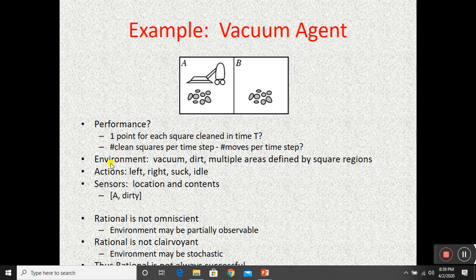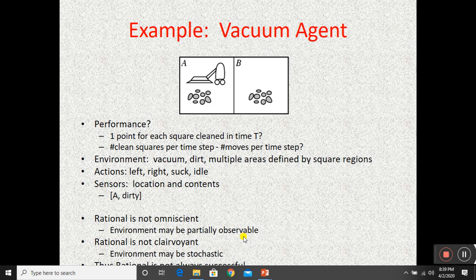So what are the actions that this vacuum agent could take? One is it can move left, it can move right, it can suck, and it could be idle if there is no particle in front of the actuator. So the actuator or this vacuum cleaner will be in an idle state. Sensors: location and content. A for dirty. Rational is not omniscient. Environment may be partially observable.